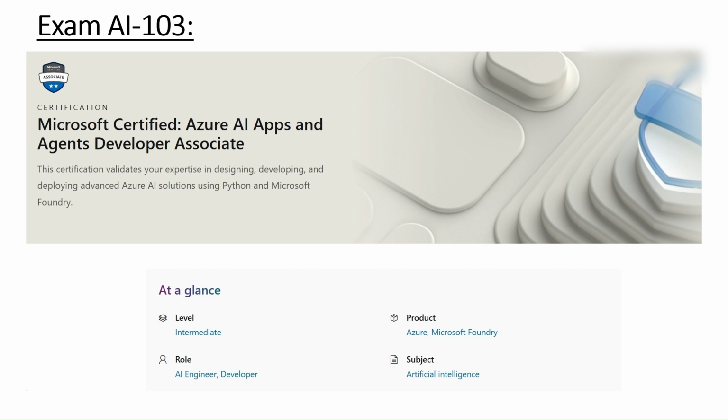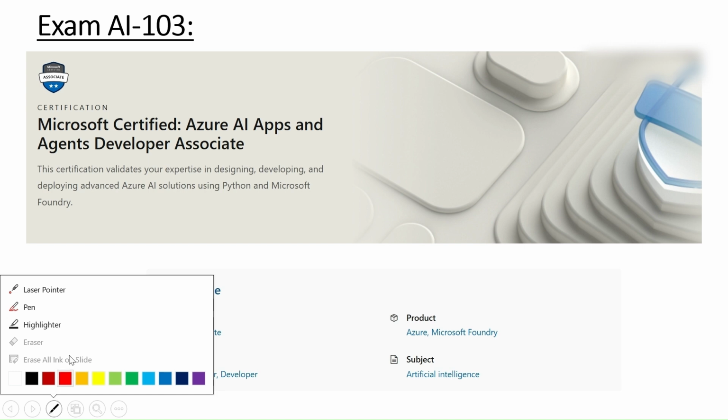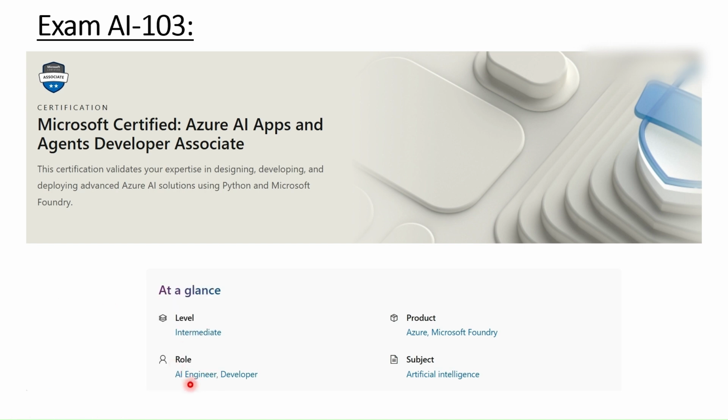Okay, and this video series will also help you prepare for this exam that you see on your screen. It's Microsoft Certified Azure AI Apps and Agents Developer Associate, exam 103. And as you can see on the screen, it prepares you for the role of AI engineer and developer, and the products that you will learn in this video series are Microsoft Foundry and Azure, right? And it's an intermediate level exam. Okay, so without further ado, let's get started and learn about Microsoft Foundry and what exactly it is.